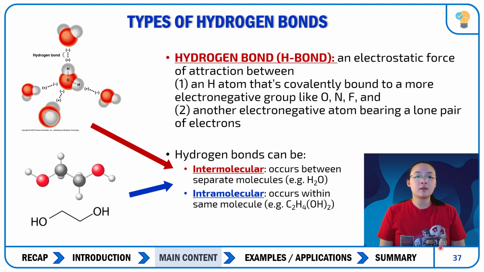So intermolecular basically means between separate molecules. Intramolecular hydrogen bonding occurs within the same molecule. So if we take a look at ethylene glycol here, it has two hydroxyl groups, and these hydroxyl groups have uneven charge distributions and electronegativity. So when they approach each other, they're going to create a hydrogen bond, and that is intramolecular.